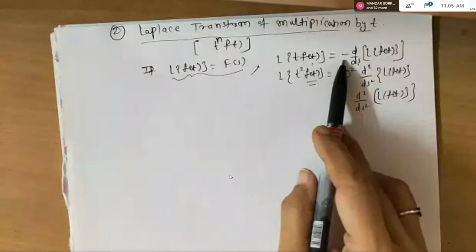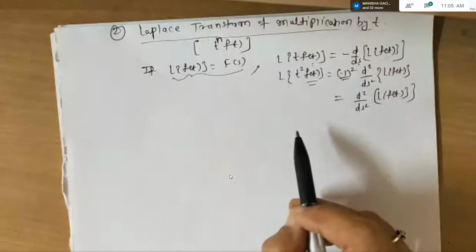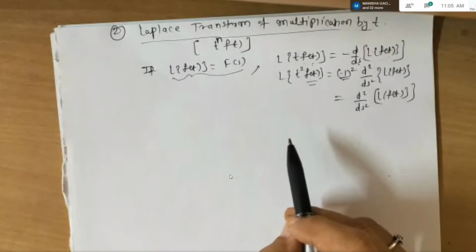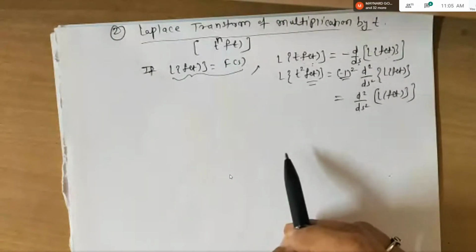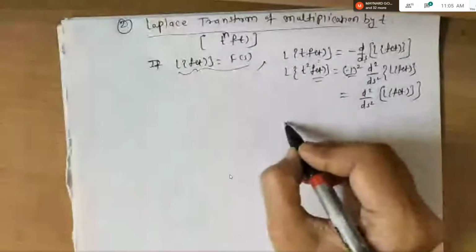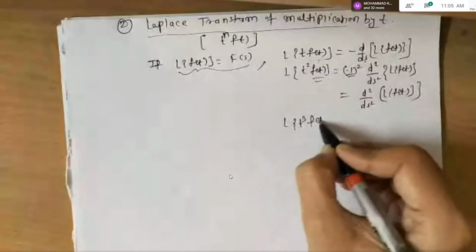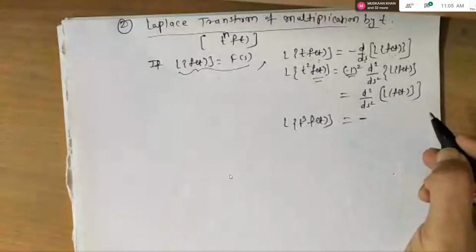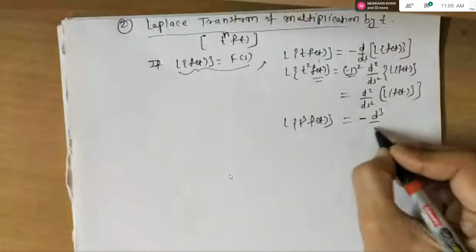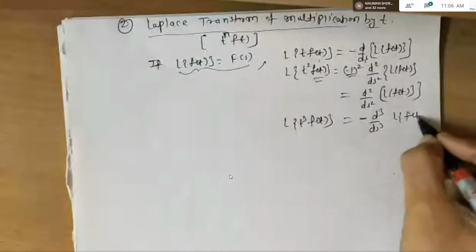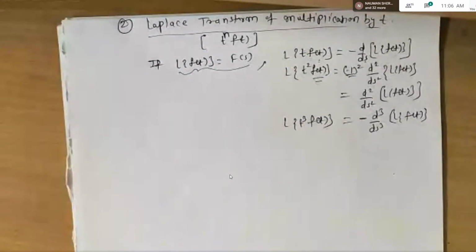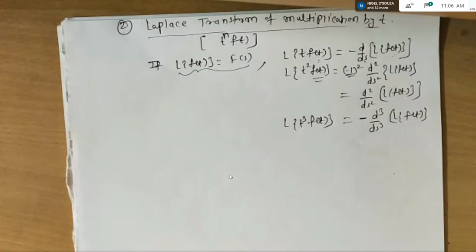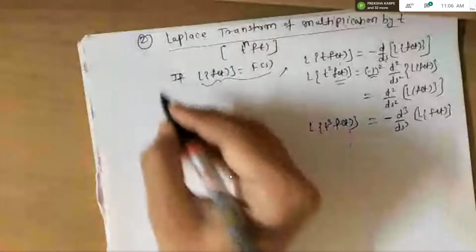This minus sign is actually minus 1 raised to n. If n is even, then it is plus 1. If n is odd, it is minus 1. So that property you know. Suppose it is asked to find Laplace of t cube. Then what will happen? Minus 1 cube, so the minus sign will reflect, and it is d cube by ds cube of Laplace of f of t. So in this case, you have to differentiate the previous answer thrice and give a minus sign to it. If you continue like this, you get the general formula.